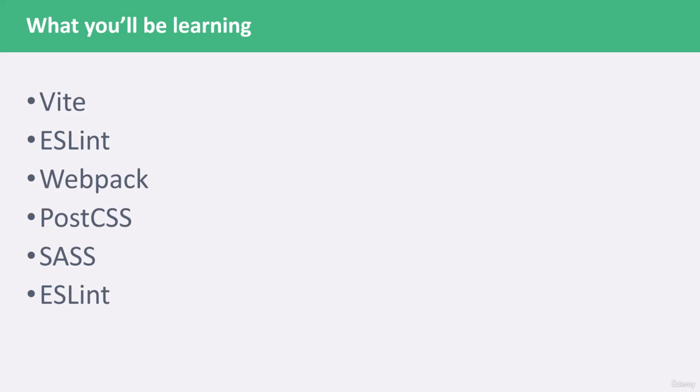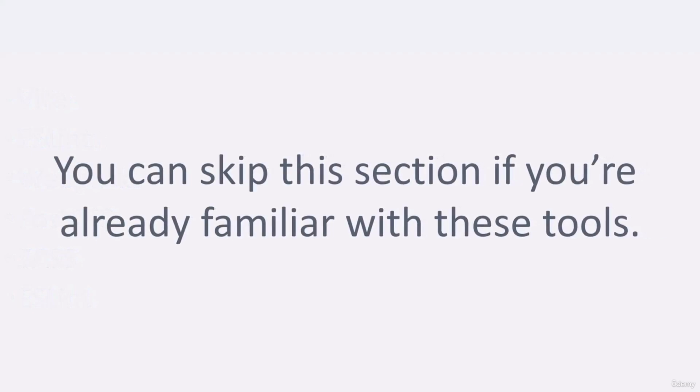Here are the following tools we will be reviewing in this section: Vite, Webpack, Babel, PostCSS, Sass, and ESLint. These are the primary libraries we'll be dealing with in most advanced projects. I want to stress that if you're already familiar with these tools, you may skip this section. I'm not going to be teaching anything groundbreaking or new about these tools. My main goal is to give an overview of what these tools are and how to use them. We won't be able to dive deep into these tools, as it would take up too much time.